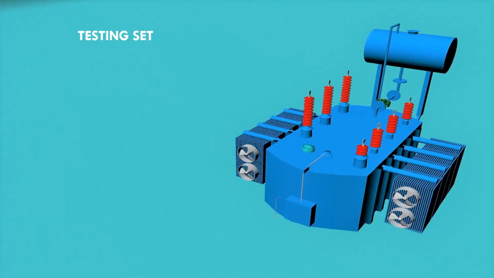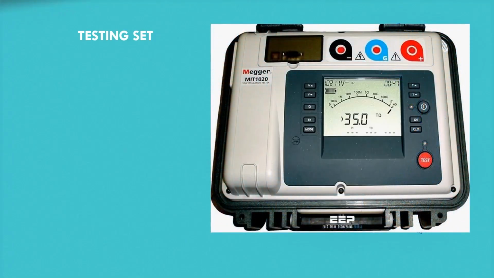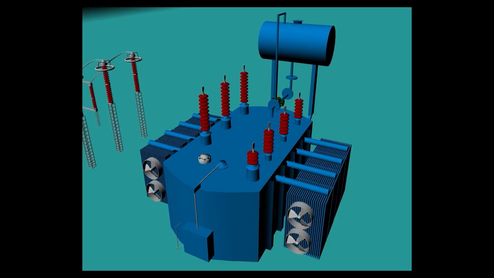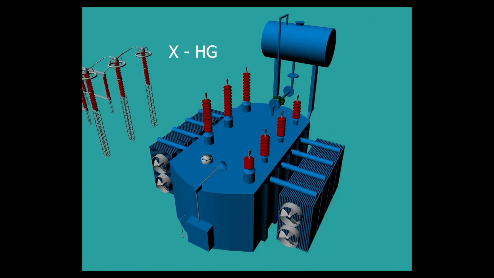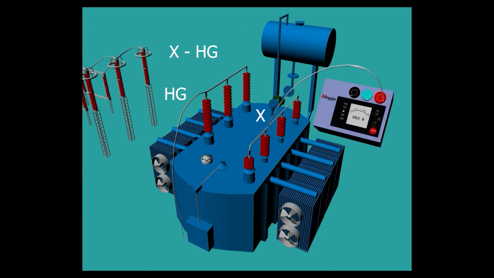The testing set that is used to measure the insulation resistance of a transformer is called the Megger set. So we connect one lead of Megger set with HV windings and another lead to LV windings. X-HG means that we connect HV winding and ground together and consider that as a single point. Then we connect one lead of Megger set to LV windings and another to HV windings.